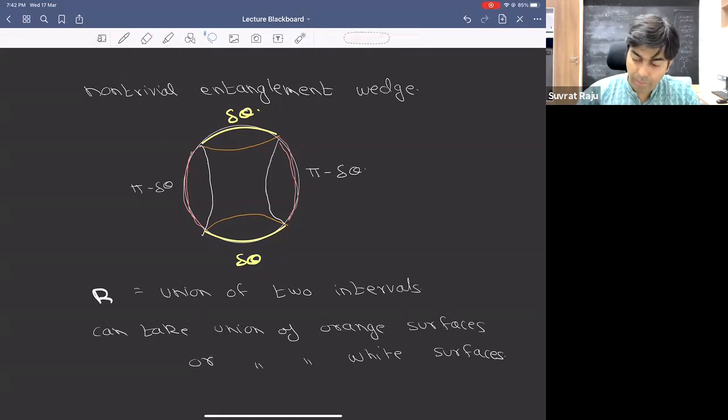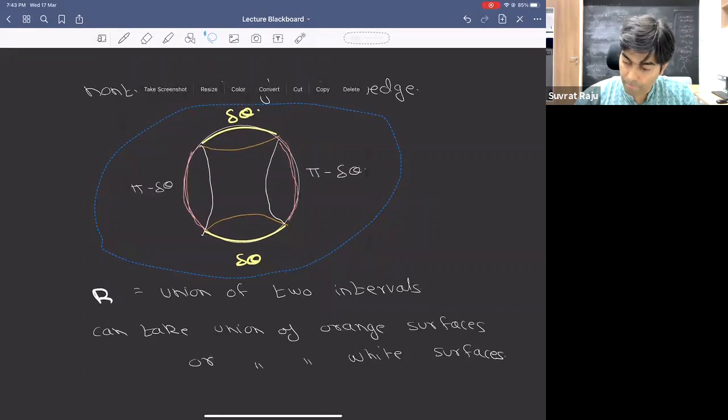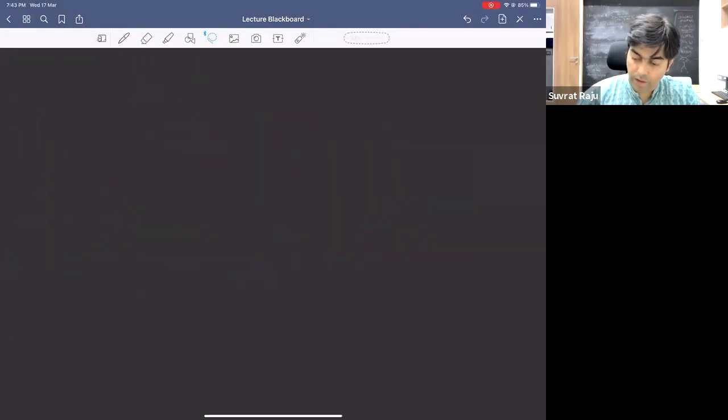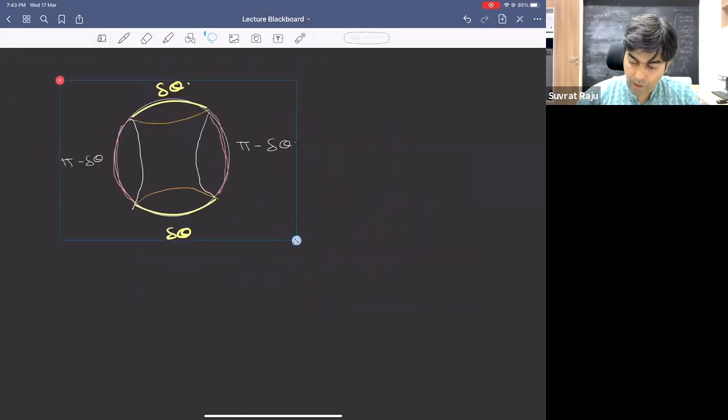In the beginning, we spent some time discussing this, and we said that the correct answer is that you should choose the minimum area surfaces. You should first extremize the area, and then if you have more than one possibility, as we do here, you should choose the possibility which leads to a lower entropy. So let's copy this and let's go here. Now it's clear that for delta theta smaller than pi by 2, the entropy is given just by the orange surfaces.